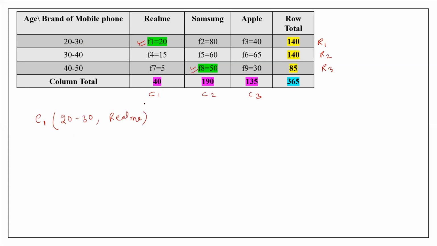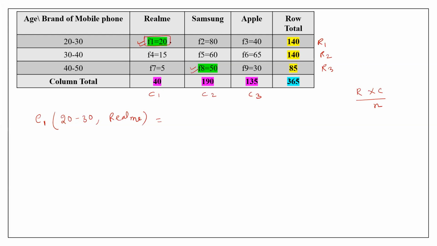Okay, so I have marked that as E1. So how will you calculate that? Our formula is simple: row total multiplied by column total, divided by the total number of samples we have taken. Now you can see we are talking about the 20 to 30 age group in Realme, so we are talking about F1.